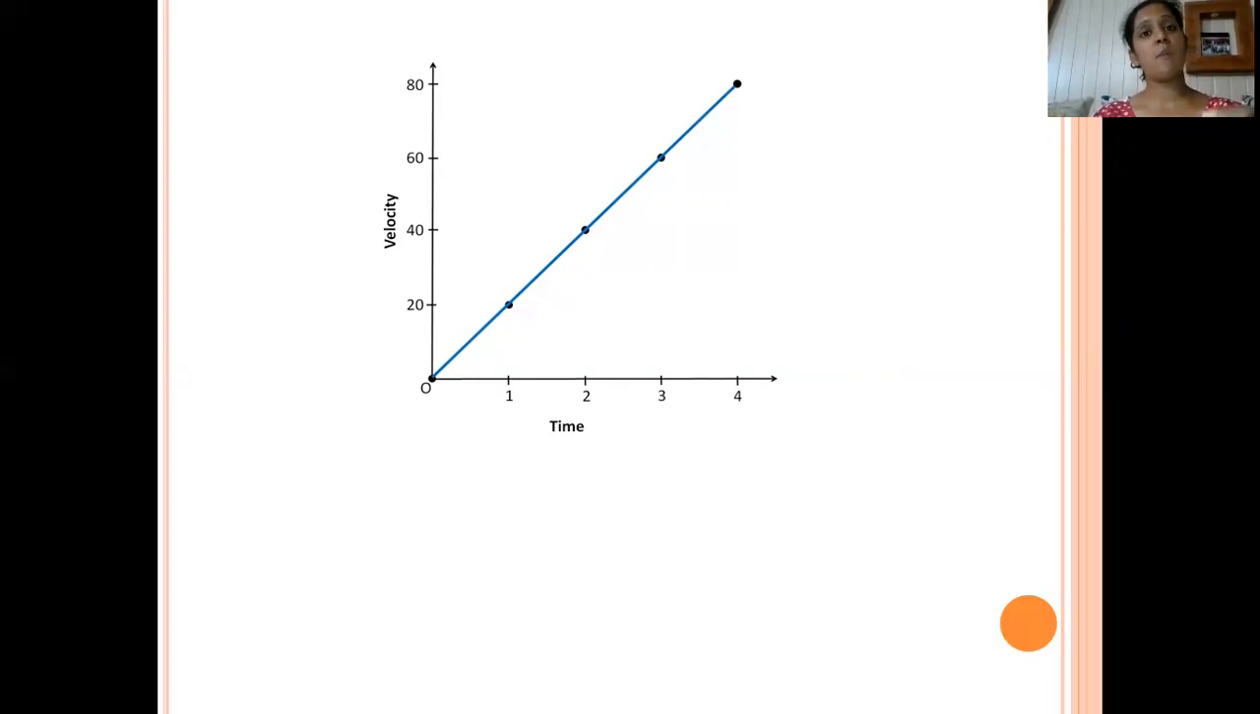Now that change can be either positive, positive means the velocity may increase, or it can be negative, that means the velocity may decrease. When the velocity increases, we use the term acceleration, and when the velocity decreases, we use the term retardation. Now here the velocity is increasing, so it is accelerated motion, and the rate of change of velocity is uniform. So I can also say that the body is showing uniform acceleration.